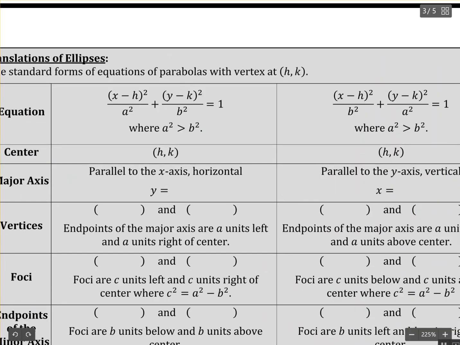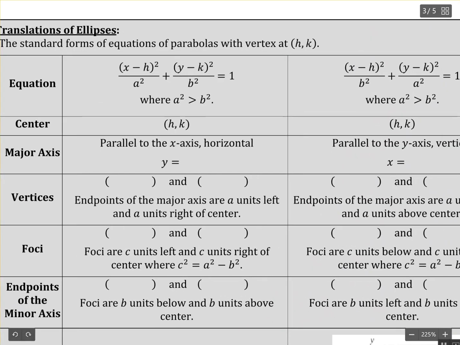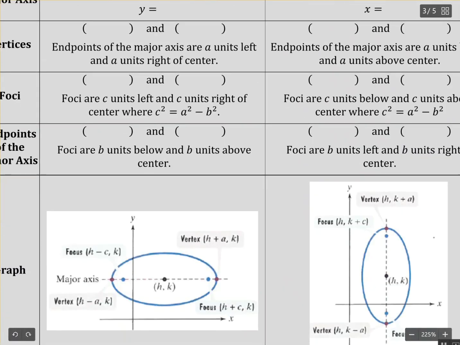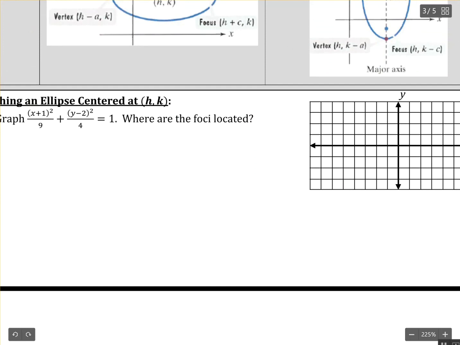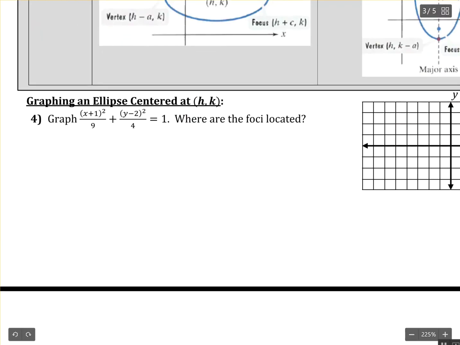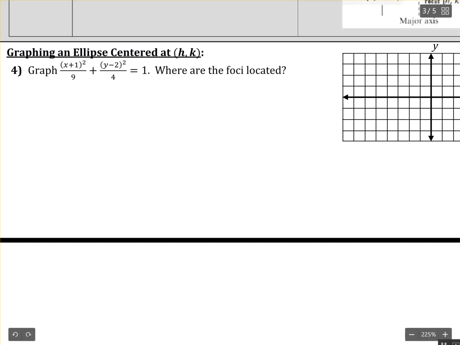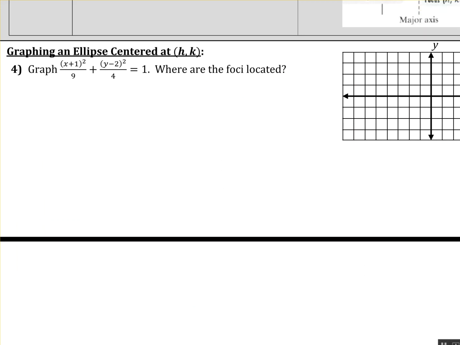So all of this stuff here, translation of ellipses, I'll post a formula sheet with all of it, but realistically, it's not worth memorizing any of that. Make sure you know what a is, what b is, what c is, and then just think of it all relative to the center. So let me show you. I'm not even going to look at any of those formulas. We're going to graph x plus 1 squared over 9 plus y minus 2 squared over 4 equals 1. So notice my center is going to be negative 1, 2.